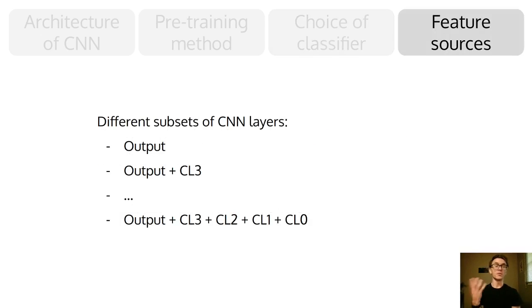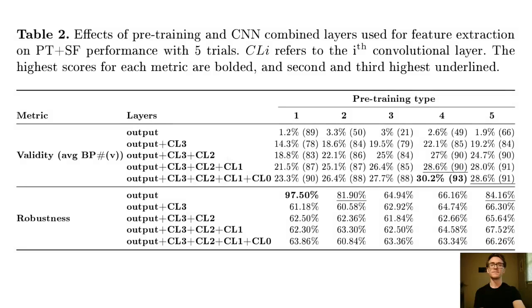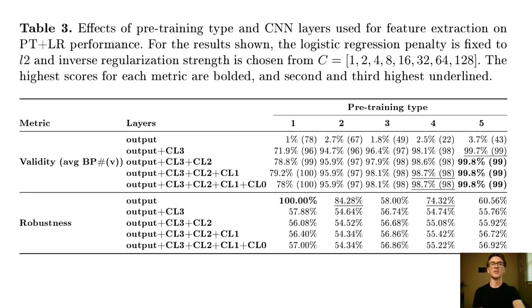For the actual feature sources, we consider different subsets of the CNN layers. So this ranges from just the output layer all the way to the output plus all of the convolutional layers. So now look at our experimental results. We include the 2 tables here, but we'll jump straight into the main observations.